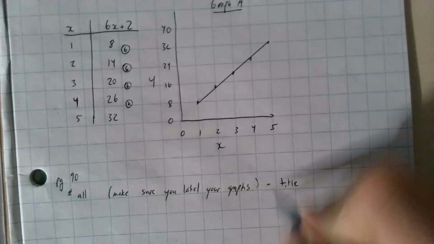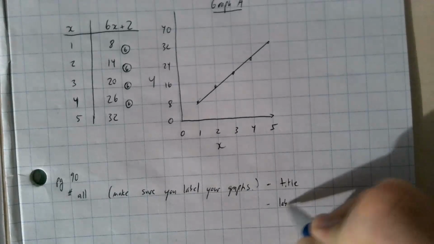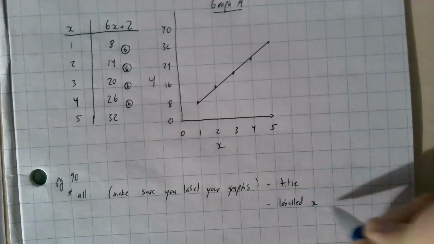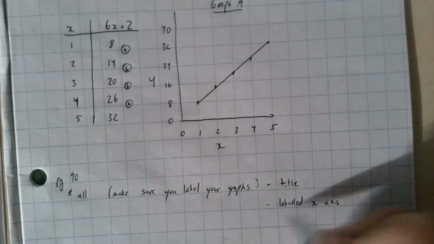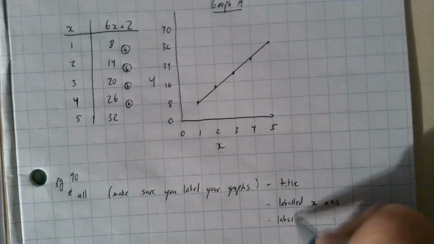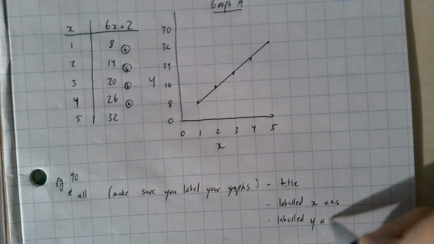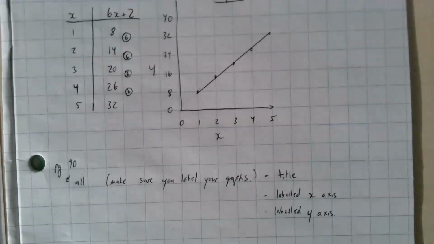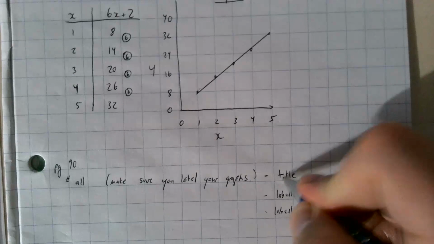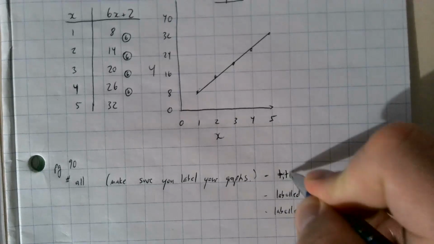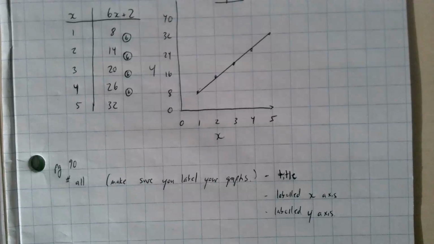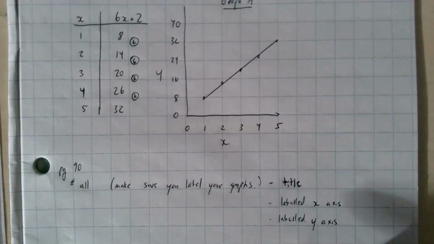The title should always be included, a labeled x-axis and a labeled y-axis. Right? So those are the 3 labels that you should find on every single graph. It's very important for us to do. Just like in other classes, when you have to do those sorts of things, this is an important thing to do.